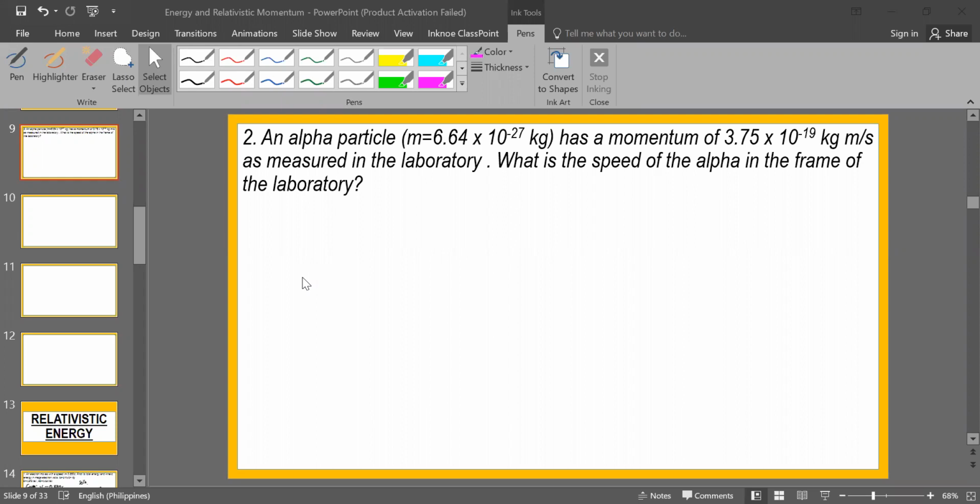An alpha particle with a mass of 6.64 times 10 raised to negative 27 kilograms has a momentum of 3.75 times 10 raised to negative 19 kilogram meters per second as measured in the laboratory. What is the speed of the alpha particle in the frame of the laboratory? So we're not going to look for the momentum value. Rather, ang kailangan hanapin dito ay yung speed mismo ng alpha particle na ito na meron mga given na momentum. At this point, gagamitin natin yung derived equation na present sa unang part ng discussion na ito.